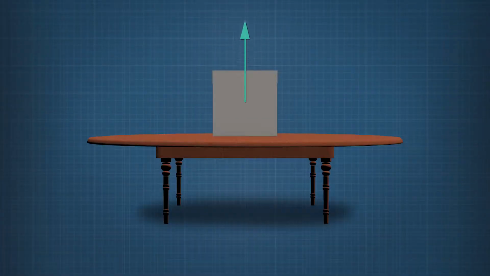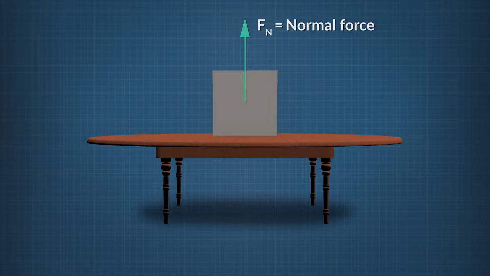So what affects the amount of friction between two objects? An important factor to consider is what the objects are made of, how much they grip each other at the molecular level. And it also depends on the normal force acting on the object from the surface. It's written F sub N.